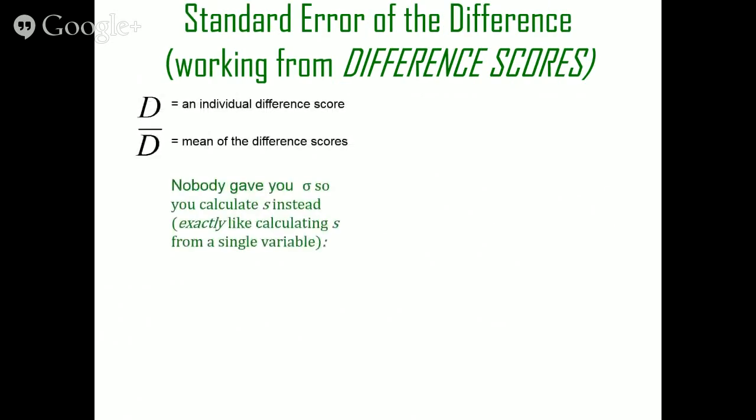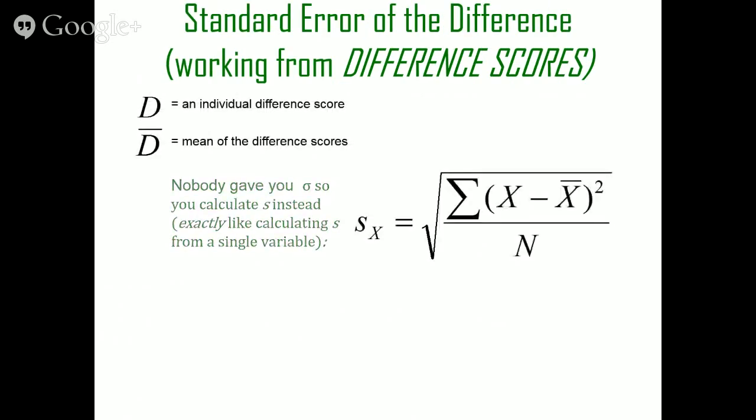So an individual difference score, etc. So nobody actually provided you with the population standard deviation of differences, and you're never going to get that. So we calculate the sample standard deviation of the difference scores. And you do that just like you do for the standard deviation.